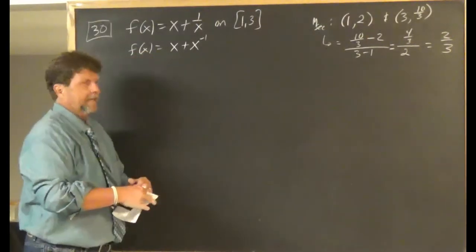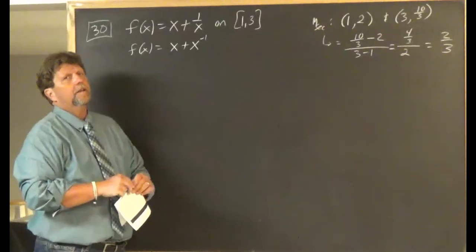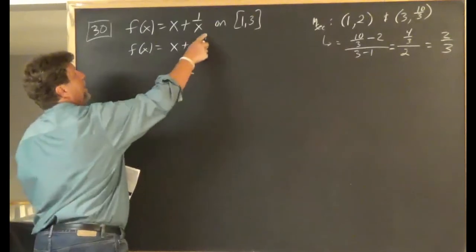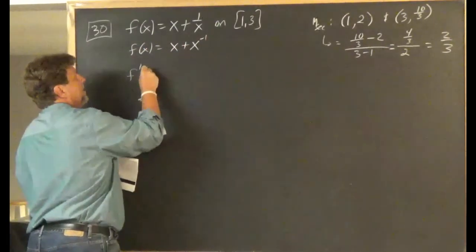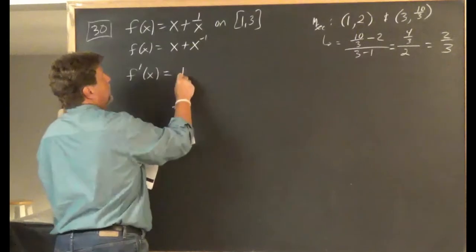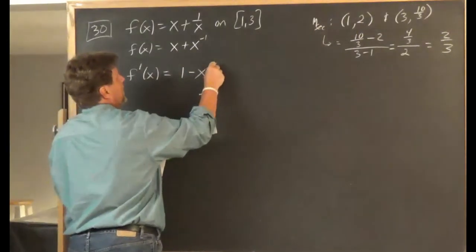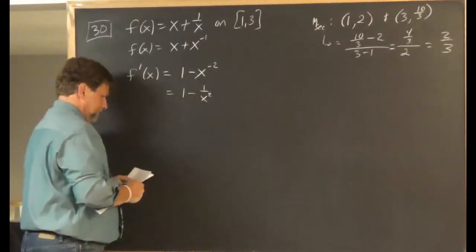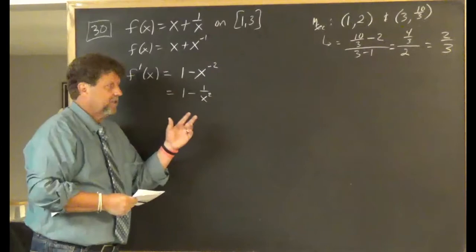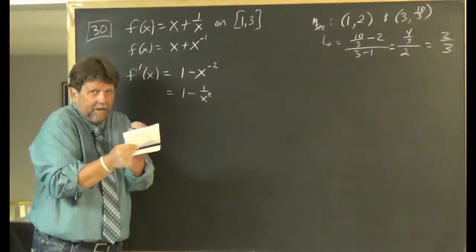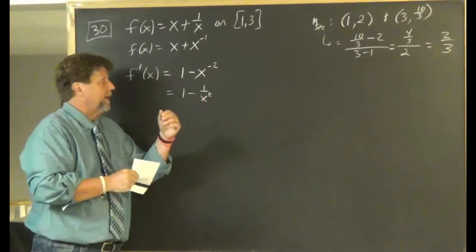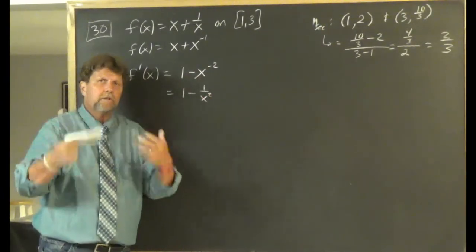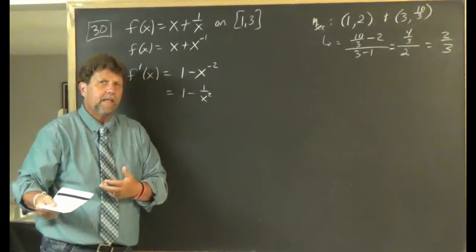So now we need to get the instantaneous rate of change equaling 2/3. So we need the derivative. And that's where rewriting the function in this form comes in handy, because I know the derivative now is 1 minus x to the negative second, or 1 minus 1 over x squared. I have to determine for what values of x in the open interval 1, 3 does the derivative equal 2/3? Where does the slope of the tangent line equal the slope of the secant line?